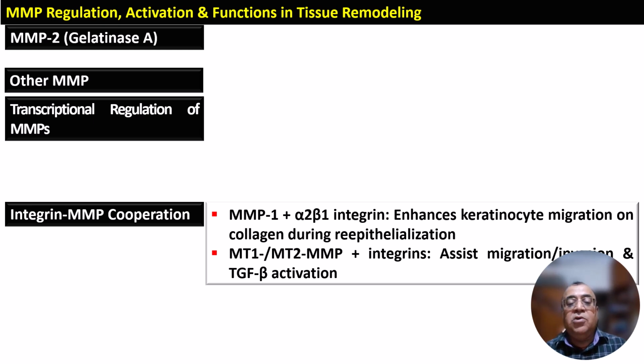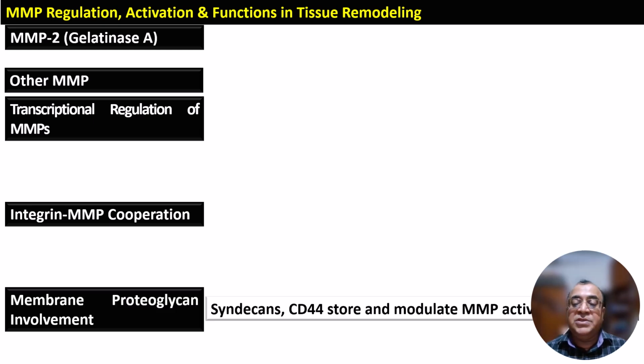Integrin MMP cooperation occurs as the MMP1 binds with alpha 2 beta 1 integrin. There is enhanced keratinocyte migration on collagen during reepithelialization. Similarly, if MT1 membrane type 1 or 2 MMP, they bind with integrin, they assist in migration, invasion, and transforming growth factor beta activation.